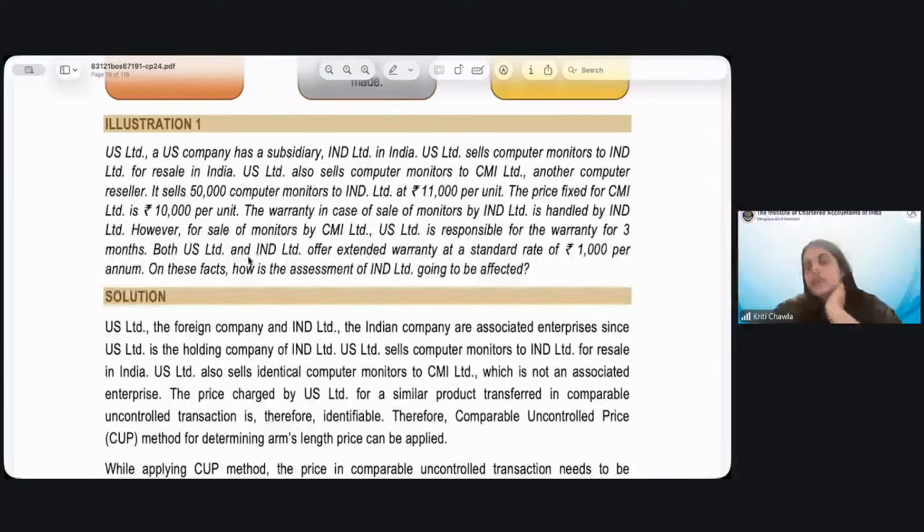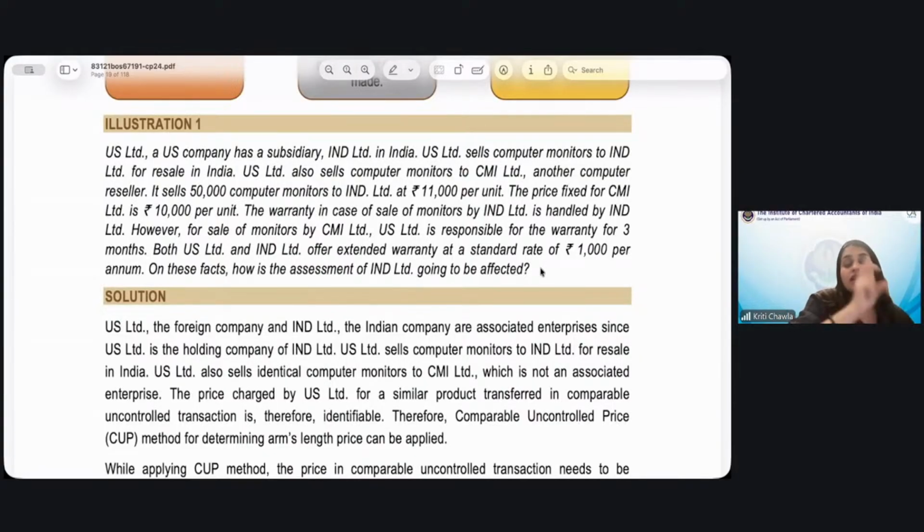On these facts, how is the assessment of IND Limited going to be affected? Now understand, what they're really trying to do is to ask you how is the assessment going to be affected. As in, what you have to do is apply a method. Now, because we were talking about CUP, it's very easy for you to know that this is maybe a question that talks about the CUP method. But then the point is, how will you understand that this actually requires a CUP method to be used if this is an independent question?